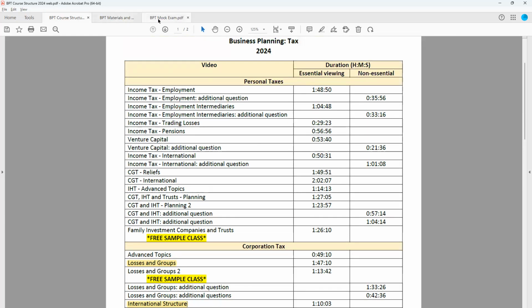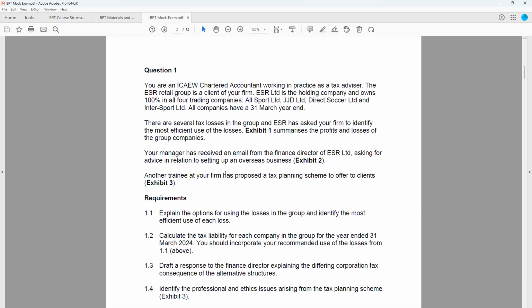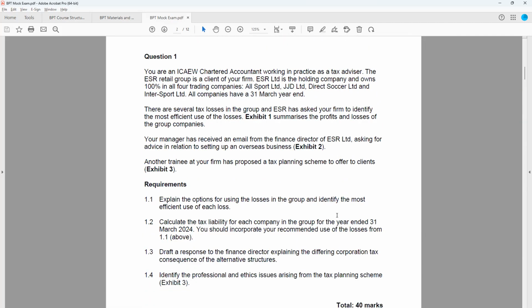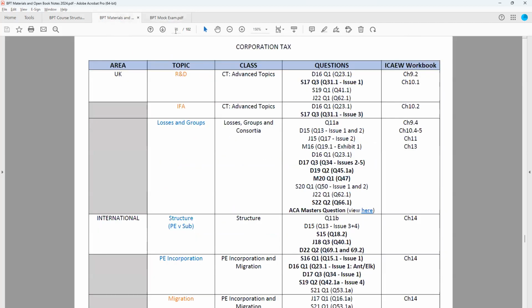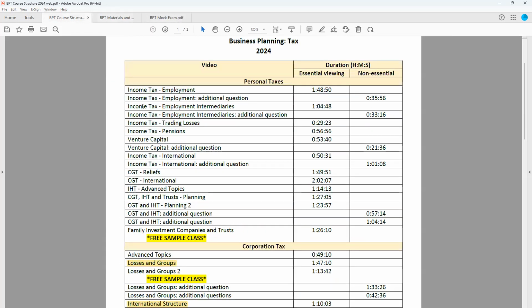So you'll be able to see how I dissect the question, how I allocate the marks, how I decide which points are relevant for each part of the answer, the type of points I include in my answer, how I use the open book notes in the exam, how I kind of leverage off these in order to generate points. So you'll see and completely understand exactly what you need to do in your BPT exam, and you're just going away and practicing that. And it's so much more manageable doing it one topic at a time.